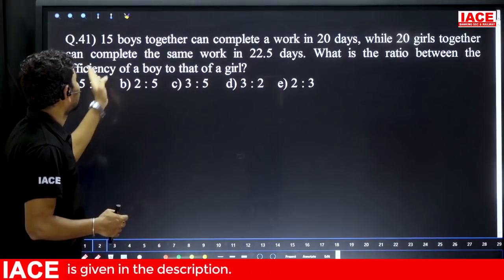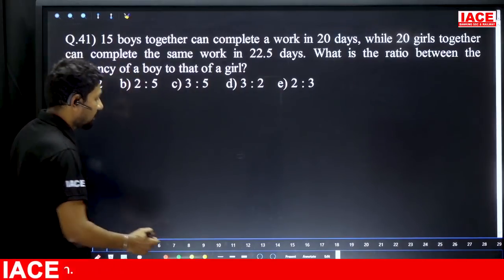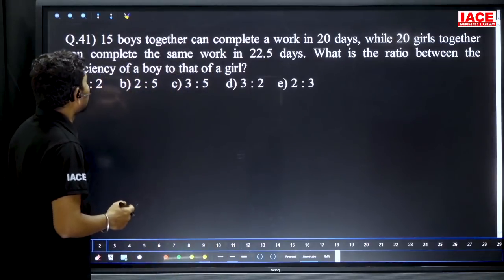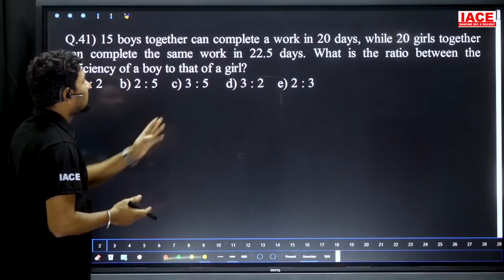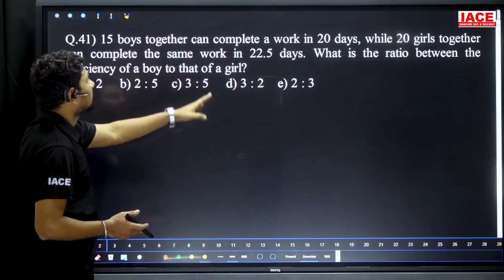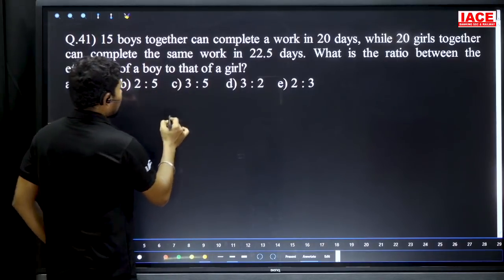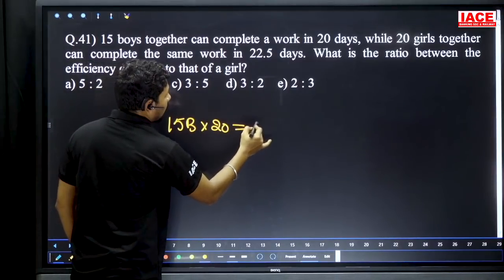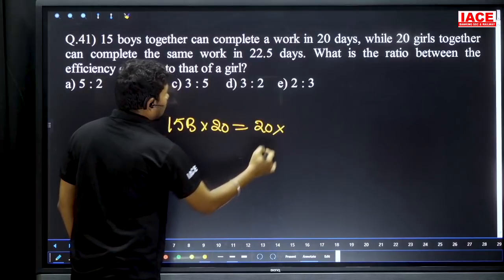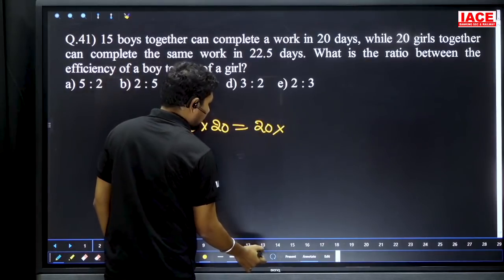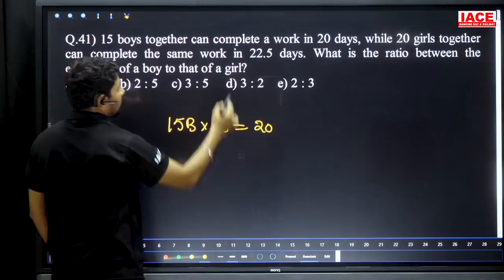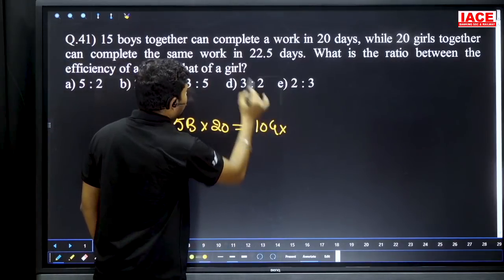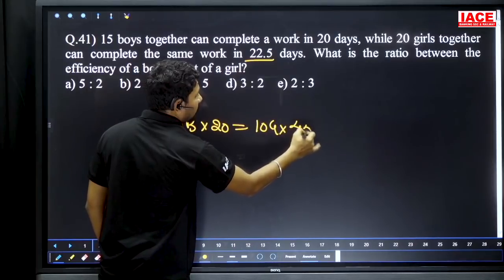41st question now. 15 boys together can complete a work in 20 days, while 20 girls together can complete the same work in 22.5 days. What is the ratio between the efficiency of a boy to that of a girl? So how to calculate? Here 15 boys complete a work in 20 days and 20 girls can complete the work in 22.5 days. Instead of 20 girls, we'll take 10 girls. 10 girls complete the work in 22.5 days, double value is 45.